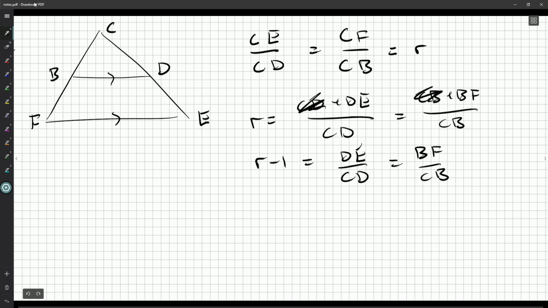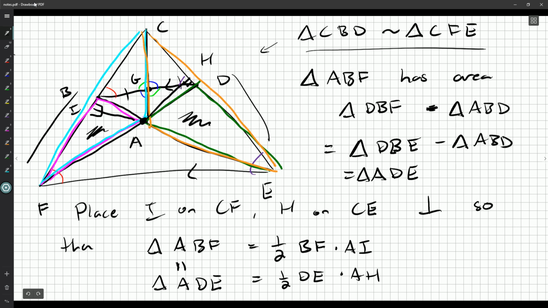So what can we say? We could say DE is R minus 1 CD, and also BF is R minus 1 CB. Now, how does this help me over here? Well, I've got BF and I've got DE. I can replace them with the bases for these smaller triangles here, and they have the same height because it's all going to the same line, CE or CF.